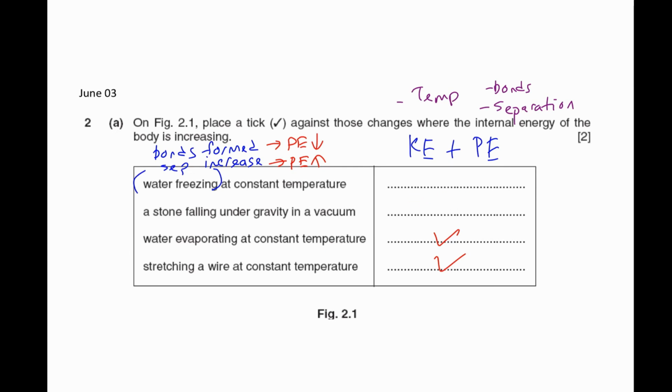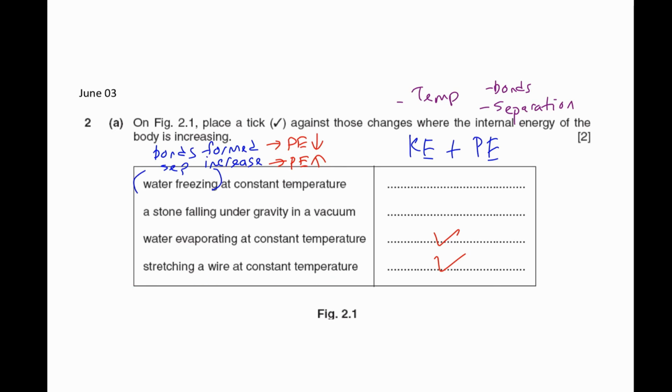Now, water evaporating at constant temperature. At constant temperature, we all know KE is constant. But what about water evaporating? What happens to the PE? When water evaporates, no doubt the bonds will be broken. So bonds broken, we all know that the PE will increase. At the same time, when water evaporates, it changes from liquid to gas, so the volume actually increases significantly. So also an increase in PE. So overall, PE would increase, no change in KE. So overall internal energy increases.